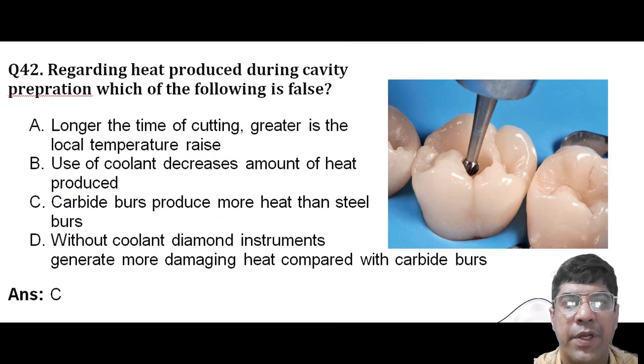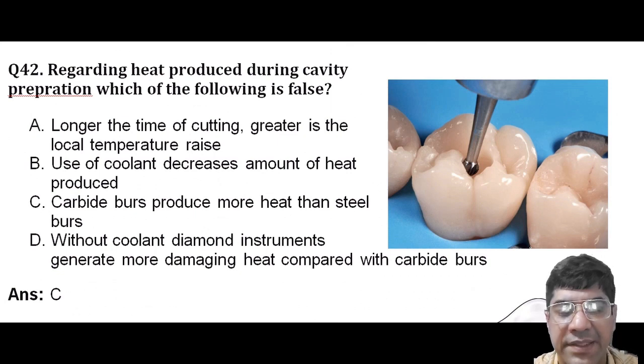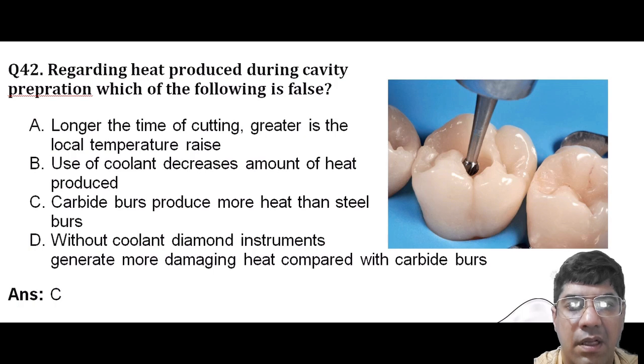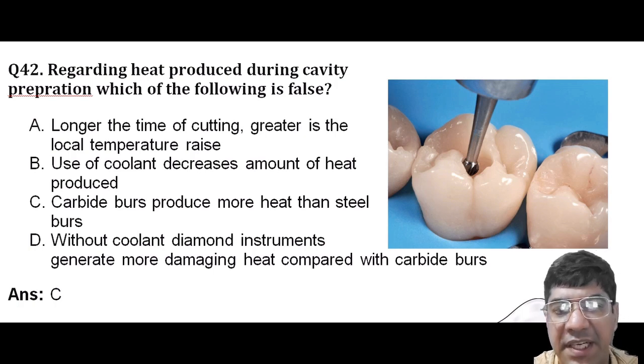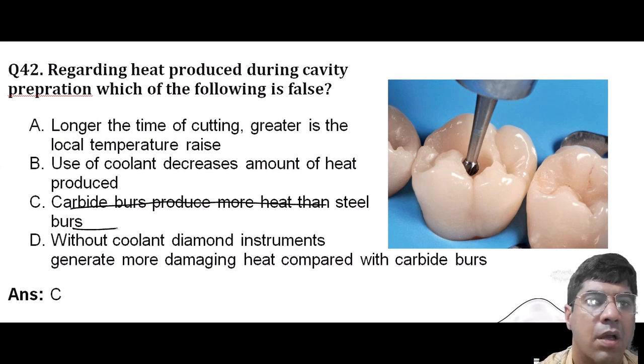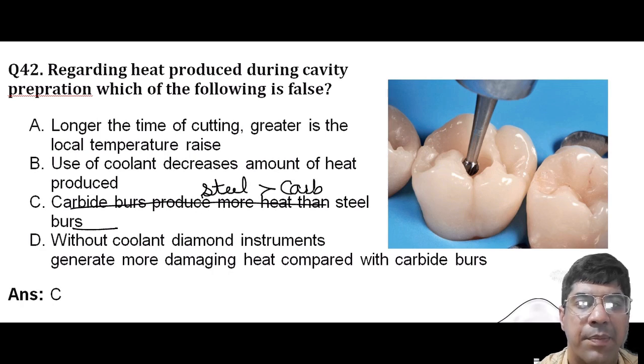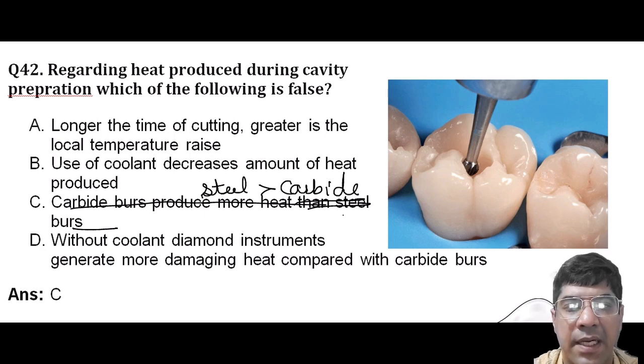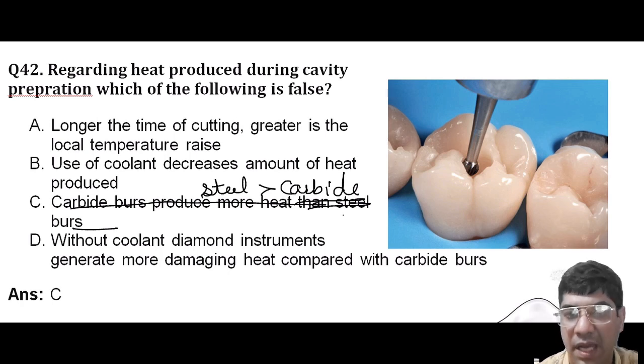Regarding the heat produced during the cavity preparation, which of the following is false? The answer is C. The correct statement is that the steel burrs produce more heat as compared to the carbide burrs. The steel burrs are less efficient at cutting and tend to generate more heat during the cutting process. Whereas the carbide burrs are known for their ability to cut efficiently with less heat generation.